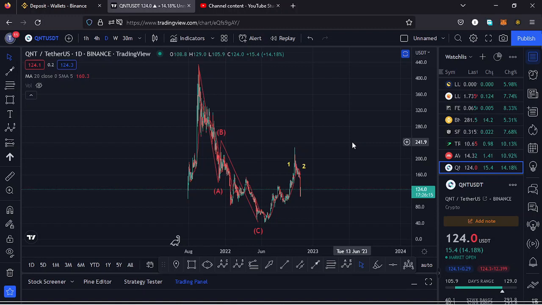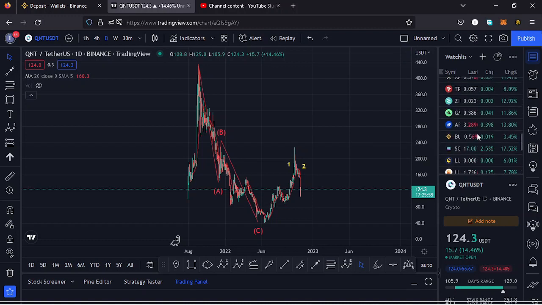I'll be giving you a price prediction update on Quant, whose current price stands at the $124.0 mark, and here on TradingView the market is up by 14.18%. This is a green day because we are seeing a bit of a recovery on the whole crypto market. And you can see from my TradingView watch list, almost every cryptocurrency over here is green, which is an indication that today is a green day.